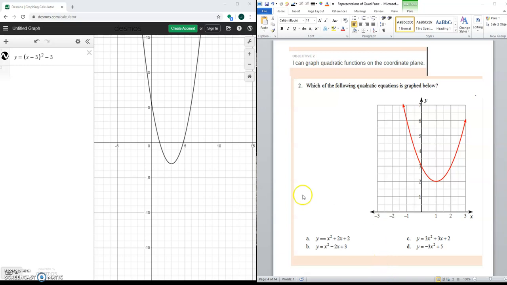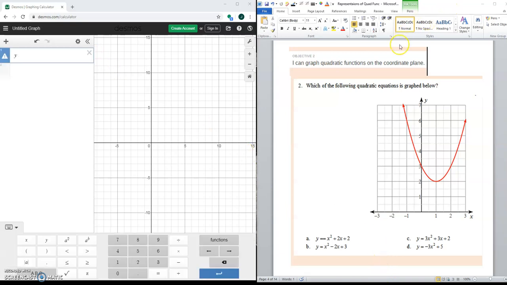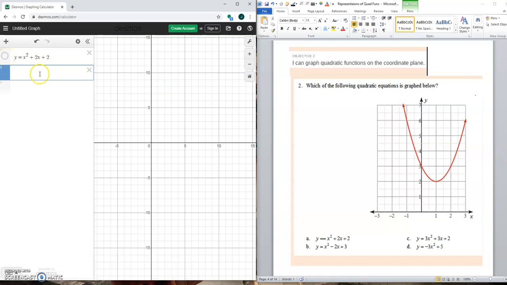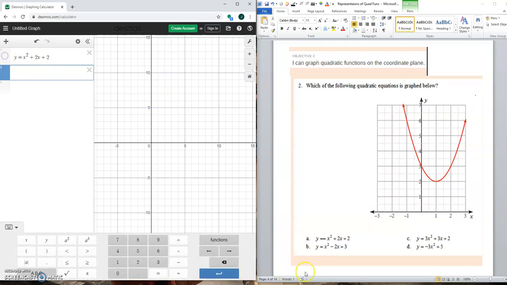Okay, example number 2. The strategy here is to plug in all the answer choices and to see which one looks like your graph. So I had plugged in choice A, and it does not look like that one. So you're now going to open another window and turn this off. The way to turn this off is like that. So it's like a switch. So now we will plug in letter B.